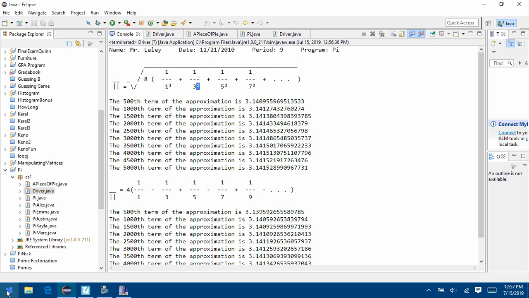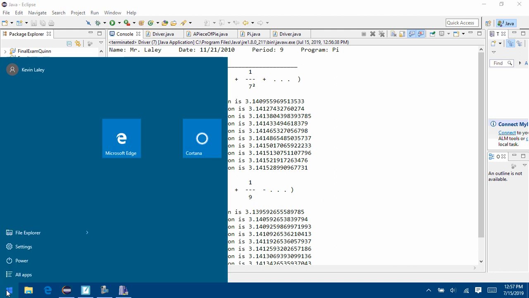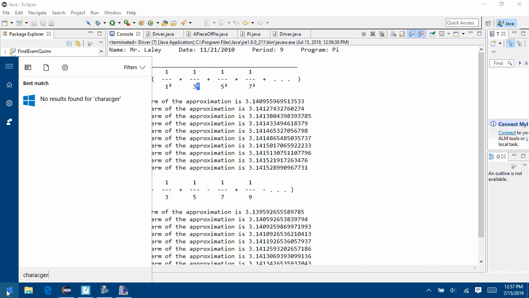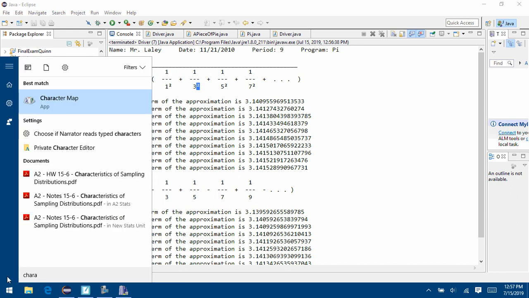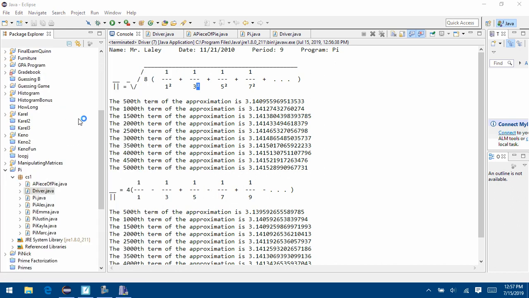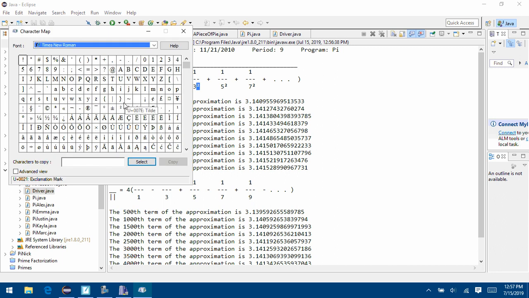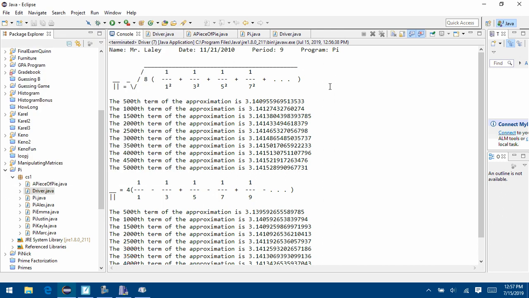If you want to look for where these little squared terms are, that's in something called character map. If you go down to the bottom here and type character, there it is, character map. When you're in Eclipse, you can find the square, select it, copy it, and then when you're writing your program, you can paste it right in there. So that'll show up. Okay, so that's print formula 1.